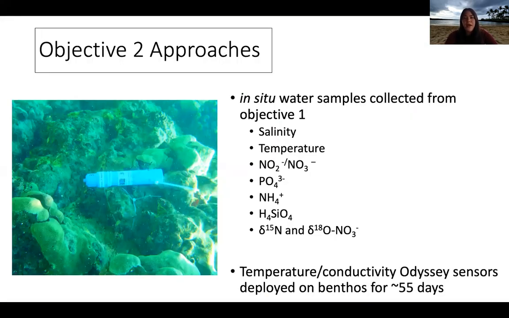So how we approached this is we had the in situ water samples collected from objective 1. We collected from those 25 stations twice, looking at salinity, temperature, nitrate, nitrite, phosphate, ammonium, silica, and also the nitrogen and oxygen isotopes in nitrate. At the same time, we deployed temperature and conductivity sensors on the benthos for about 55 days. Here is a picture of one of the loggers tied to the benthos near some coral, and these recorded every 5 minutes for 55 days.